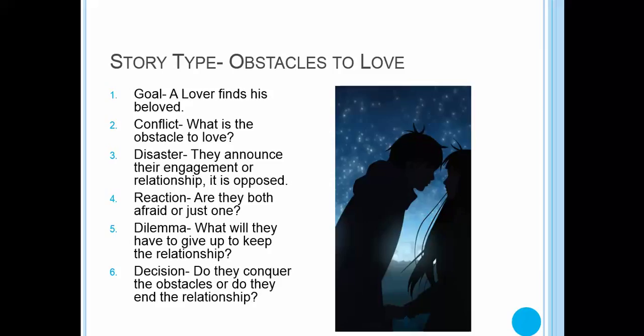Then what happens? A disaster. They announce their engagement or their relationship and it is opposed. So, reaction: are they both afraid or just one? What will they have to give up in order to keep the relationship? Do they conquer the obstacles or do they end the relationship? Granted, if they end the relationship, or if they kill each other or themselves, it would be a failure. But if they actually decide to work it out, then it would be a success story, right?